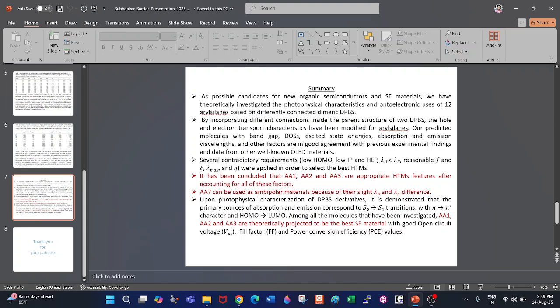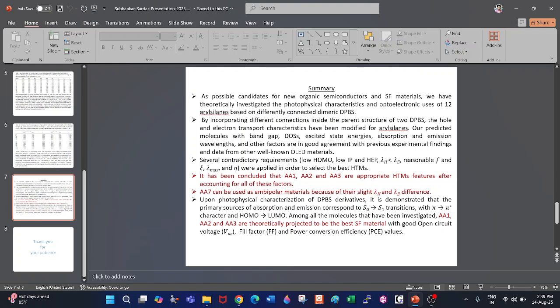Several contradictory requirements like the low HOMO, low ionization potential, and hole extraction potential, lambda H less than lambda E, reasonable force constant, and so many parameters we have applied in order to select the best hole transport materials. It has been concluded that A1, A2, and A3 are appropriate hole transport materials after accounting for all of these factors, and A7 can be used as an ambipolar material because of the slight lambda H and lambda E difference.